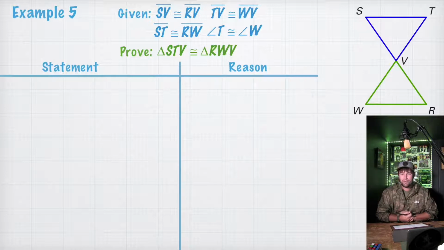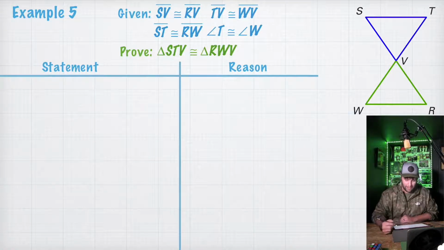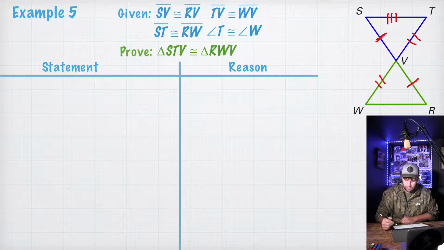So, a good old proof again. We're given that SV equals RV. Okay, here's the deal. Nothing is labeled on here, so the first thing I like to do when I'm solving a proof is go ahead and label the given information. So, SV is congruent to RV. Okay? TV is congruent to VW. And ST is congruent to RW.